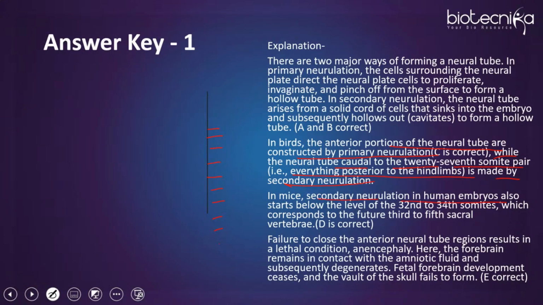In mice, neurulation in embryos starts below the level of the 32nd to 34th somite, which corresponds to the future 3rd to 5th sacral vertebrae. And the last was the condition anencephaly, which is also correct. Failure to close the anterior neural tube regions results in a lethal condition. Here, the forebrain remains in contact with the amniotic fluid and subsequently degenerates. Fetal brain development is also affected and the skull fails to form. So E is also right.